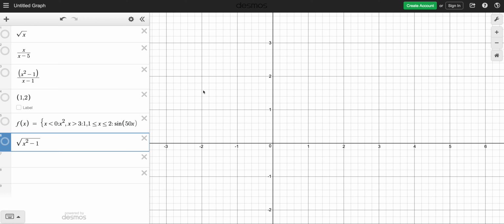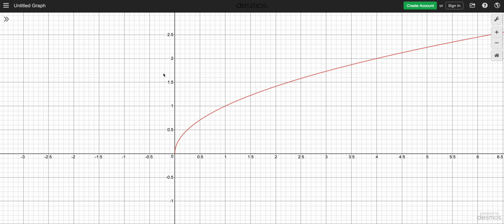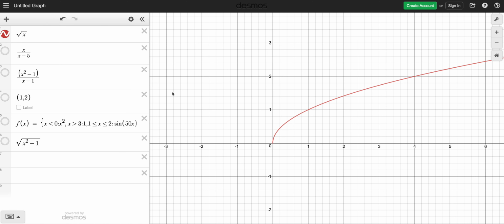So I wanted to make a video about domain, which is one of the most important parts of a function. So we learned that a function is basically a rule that assigns to each input an output. And so let's take a look. We've got some formulas over here on the left, but let's look at this function, the square root of x.